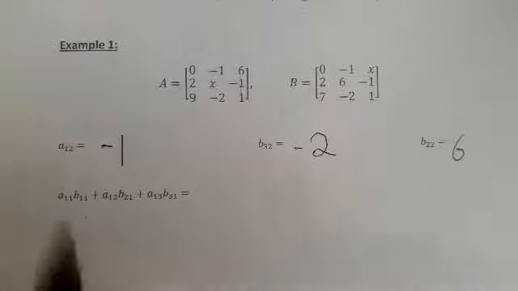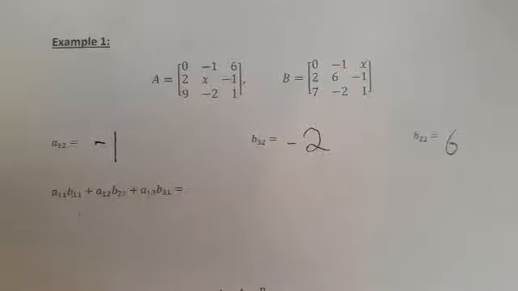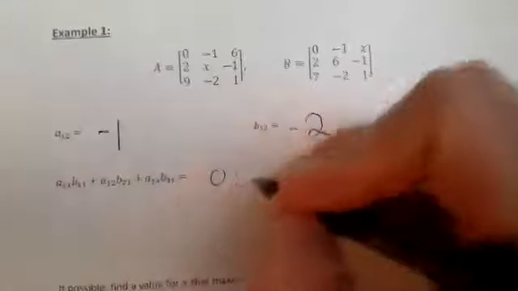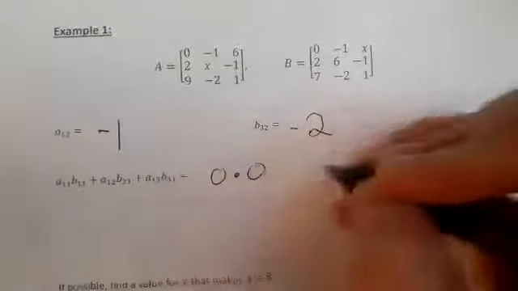So they can ask us what the number is, or we could do some calculations with these numbers. So A11 is 0. We're going to multiply that by 0.